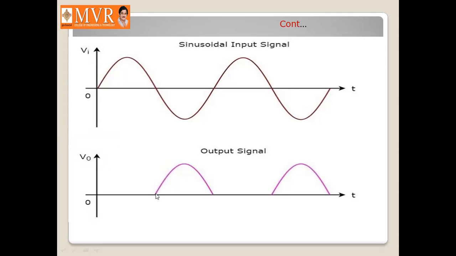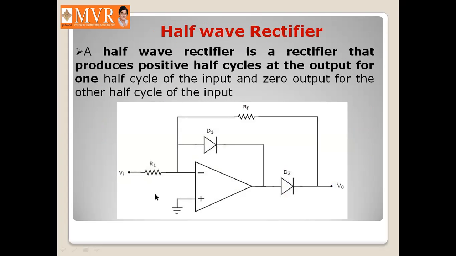And what is the operation of this circuit? Coming to the operation, I am going to explain here. During the positive half cycle of the input signal, that is the positive half cycle of the sinusoidal signal, the diode D1 will be forward biased, and diode D2 will be reverse biased.